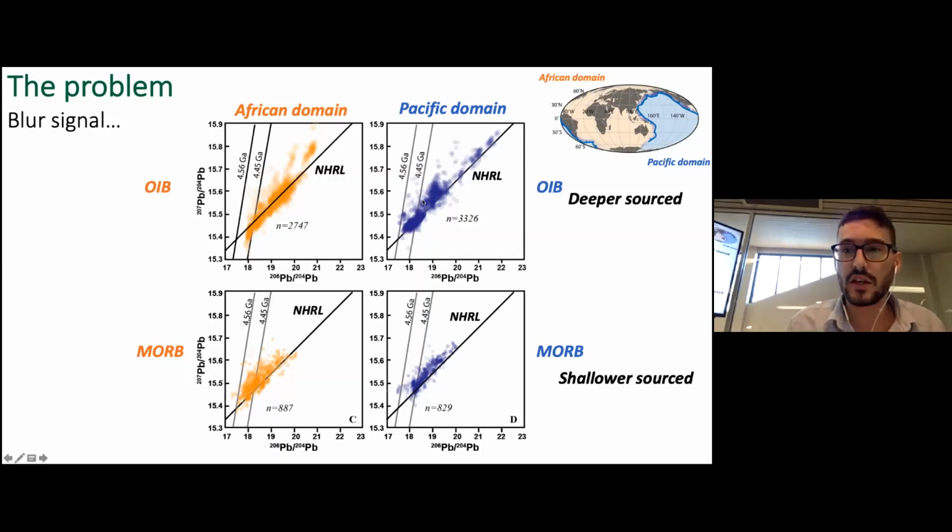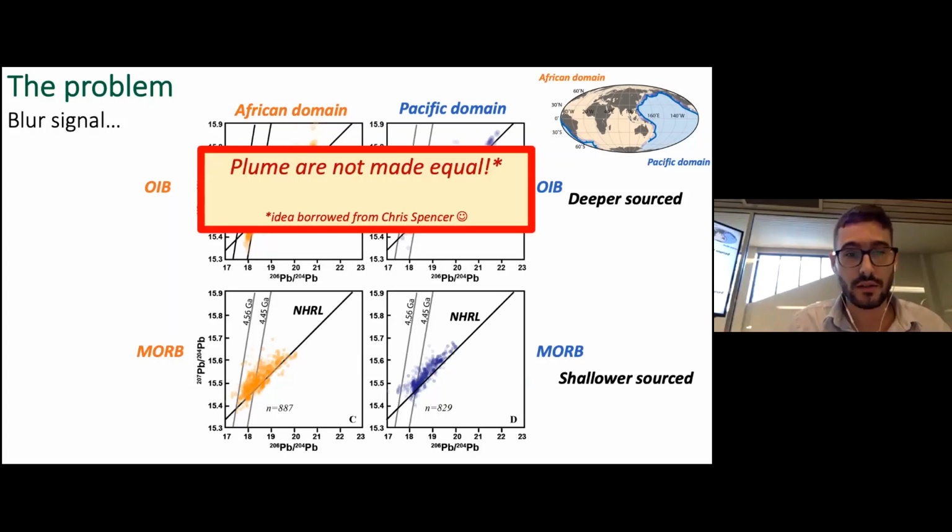And this is why we don't have a clear view, because we are treating every hotspot or every ridge as equal in the way we treat data. But what we know for sure is that plumes are not made equal. That's an idea borrowed from Chris Spencer. So thank you, Chris, if you're hearing that. So yeah, plumes are not made equal. It's not because we have a hotspot that all hotspots form in the same way.